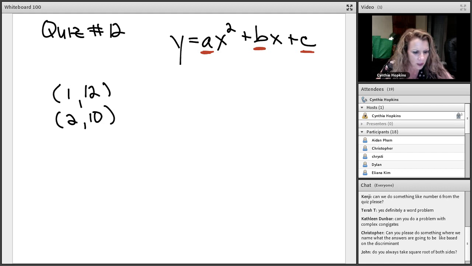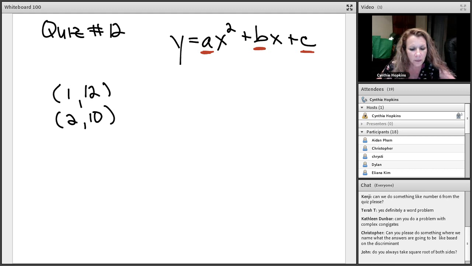By the way, they told you let t equal the number of seconds that have elapsed since the ball was thrown, and let y equal the number of meters the ball is above the ground. So they straight out told you your y is the distance above the ground. So that's how I know to write those points that way.